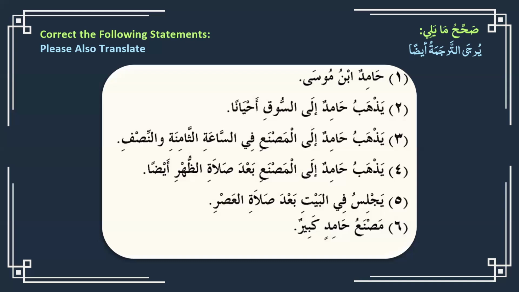So where does he sit? But where does he sit if he doesn't sit at home? He sits in his office. Okay, so then you simply remove one word, which is baiti, and change it to his office. Remember that the word has to be Maktabi, his office. So يجلس في مكتبه بعد صلاة العصر.